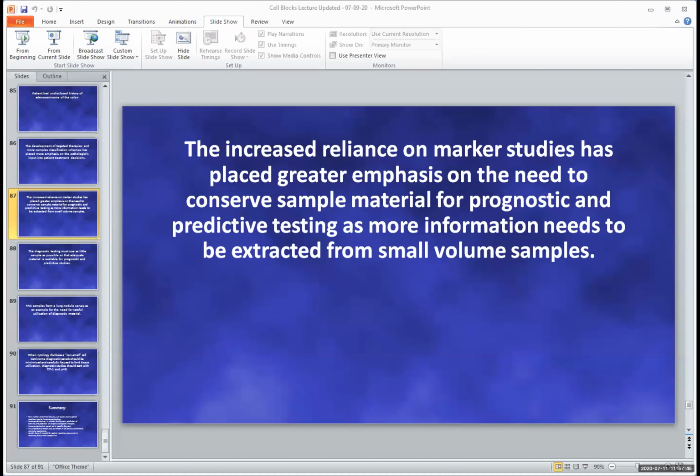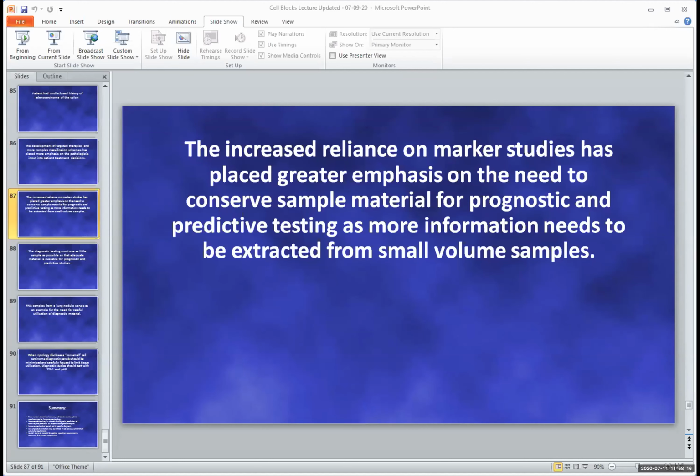Now, the increased reliance on marker studies has placed greater emphasis on the need to conserve sample material so that we have material for prognostic, but most importantly for predictive testing, whether that be molecular or immunohistochemistry, so that that information can be passed on to the clinician. And indeed, we are being, I'll say, encouraged, you might put in quotations, forced to get more and more information from smaller and smaller volume samples.